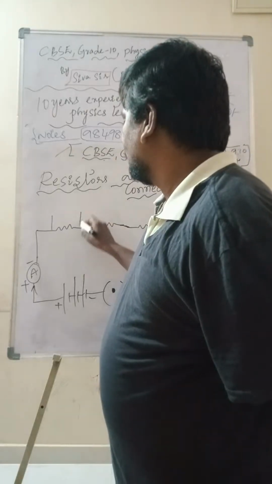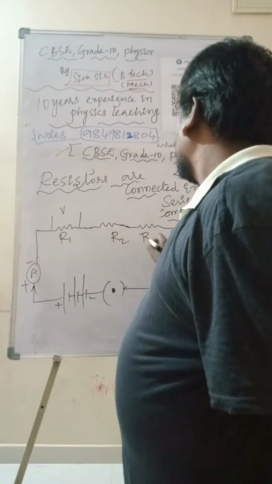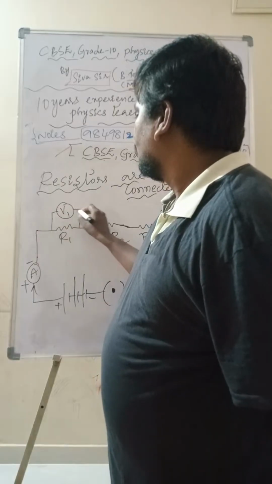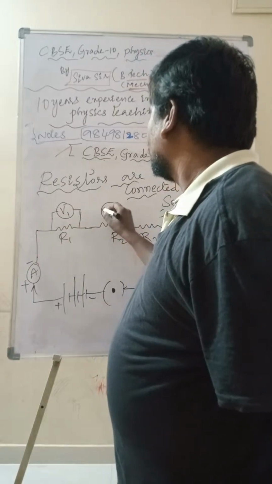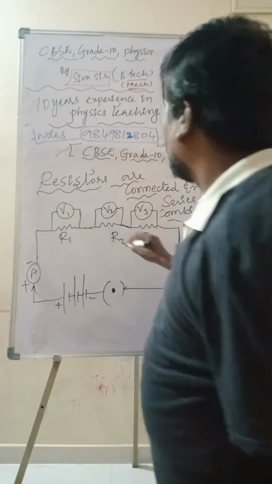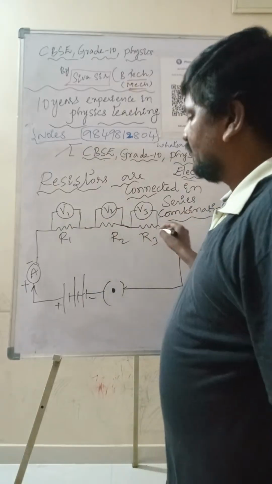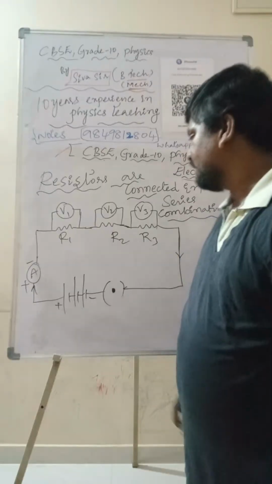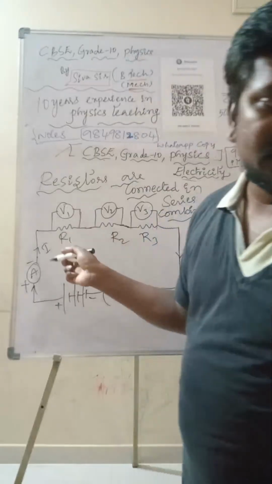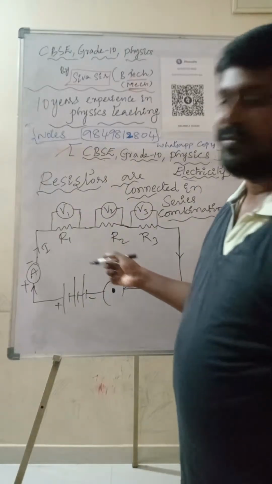Here you can see R1, R2 and R3, with potential differences V1, V2 and V3. In the entire circuit the current is the same, but the potential difference is different across each resistor.